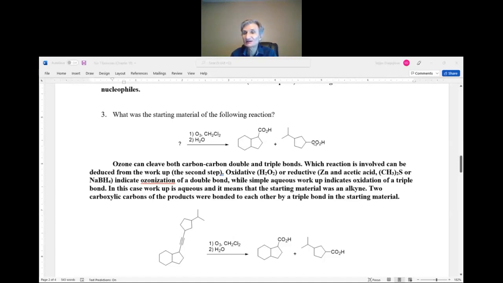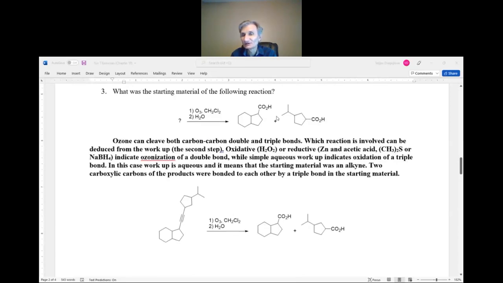So the starting material had a carbon-carbon triple bond, and the two carbons that are now carboxylic acids used to be bonded to each other with a triple bond. So what you do is you redraw these two fragments. This is the left fragment, let's say we draw it on the bottom. This carbon is part of a triple bond. You draw a triple bond, and then this carbon is the other end of the triple bond. That's this carbon, and then you redraw the rest of the molecule.